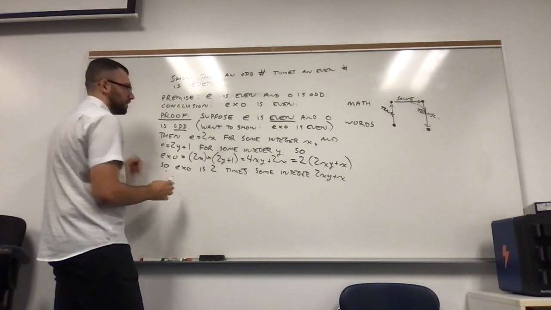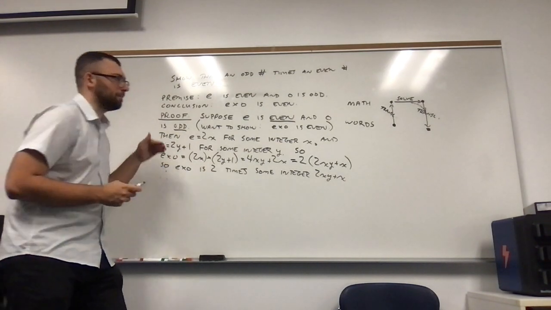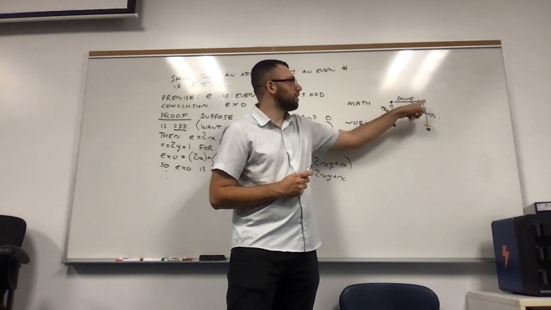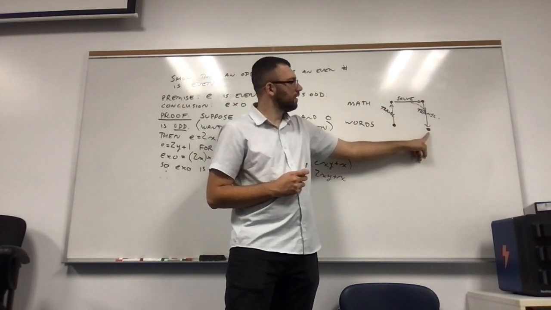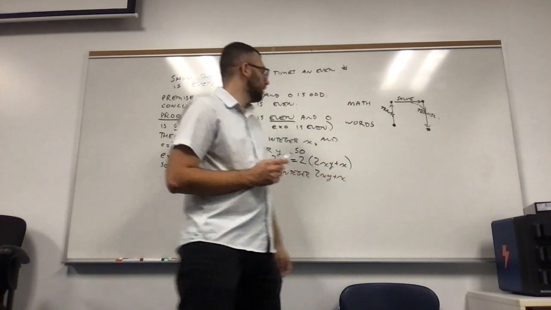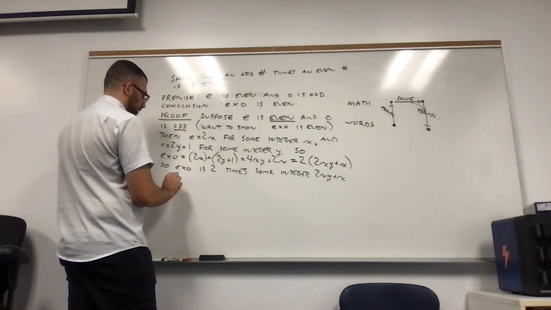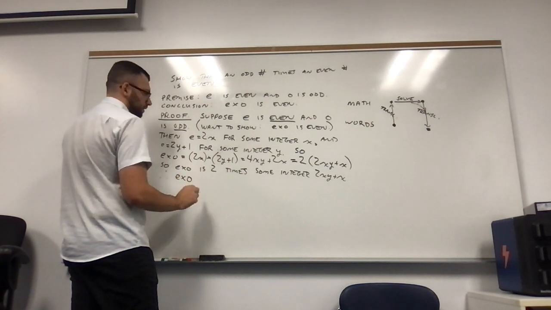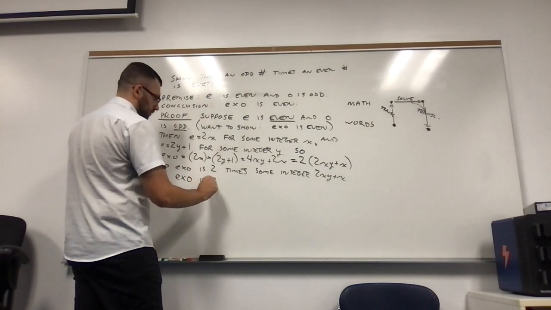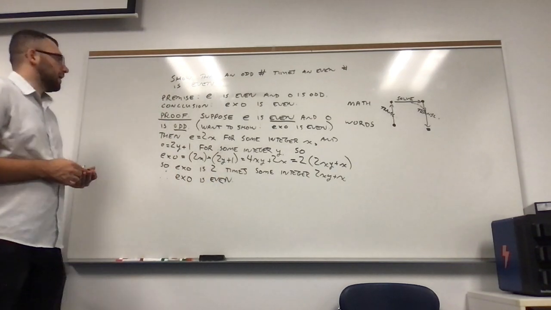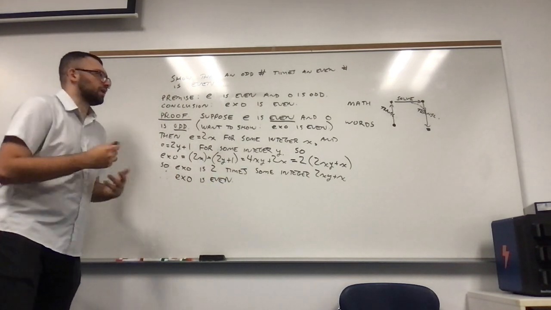Therefore, and this is the last phase here, we've kind of bent around that corner. We've finished solving, and now we're starting to work our way to translation, back to words. So therefore, E times O is even. Hopefully that makes sense, and I hope this example gave you something.